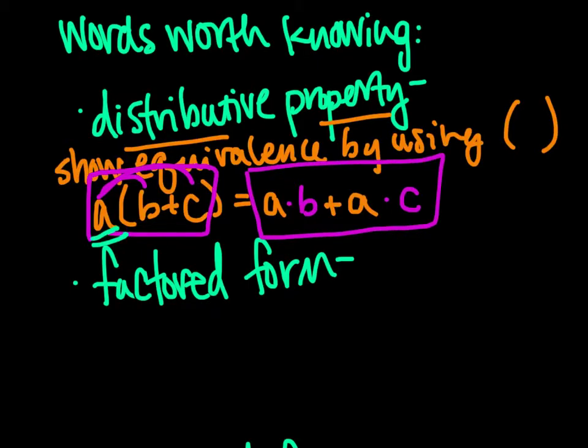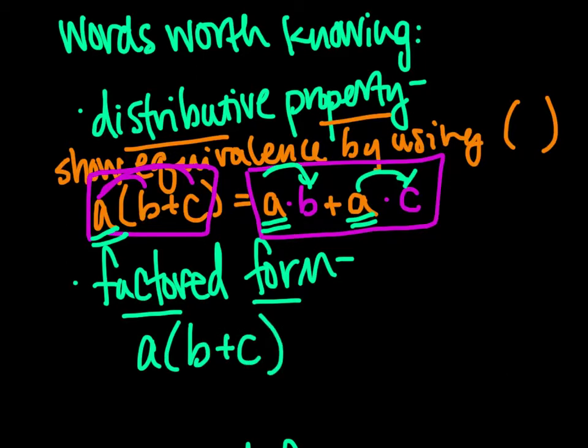Specifically, the A was distributed to affect the B, and the A is also affecting the C term. Next one that we have is what's called factored form. And the factored form of an equation is looking at it as if it were still in the parentheses form. So A times (B plus C), this is currently in factored form.